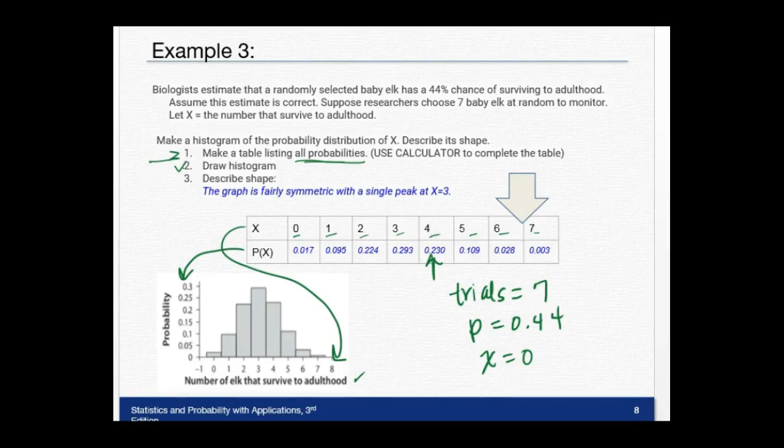But it is a loaded question. You have to make a table, you have to complete the table, and you got to describe the shape. But you're capable of doing all of it.